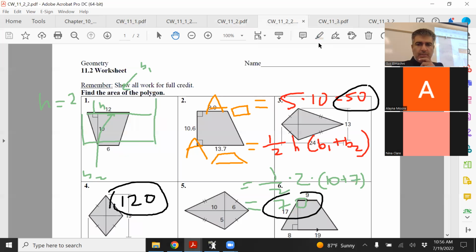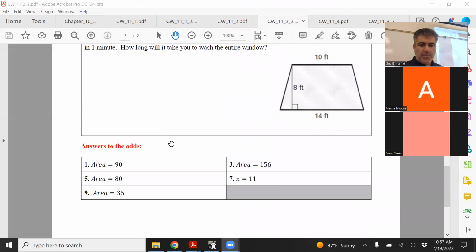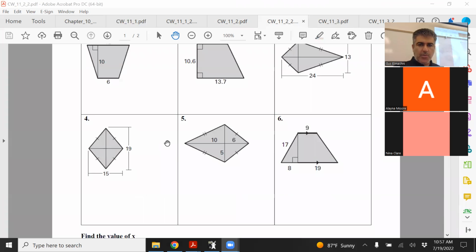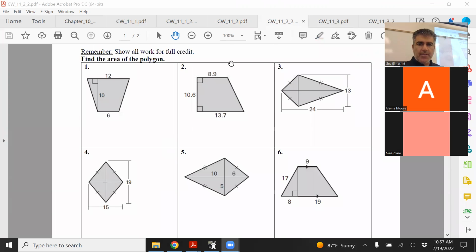So you guys did great on the last worksheet. You got through it pretty quickly. I'll give you some hints for the first 6, and then we have some algebra problems that follow, and some word problems.